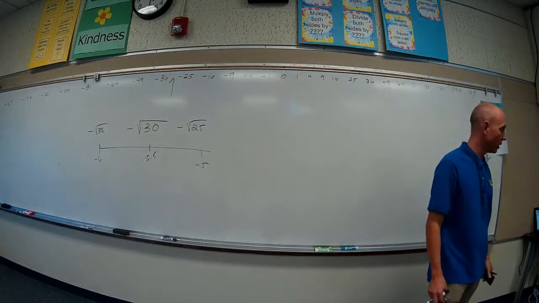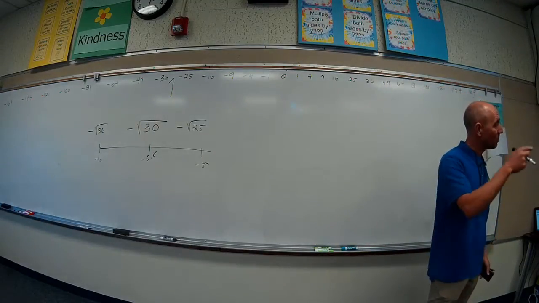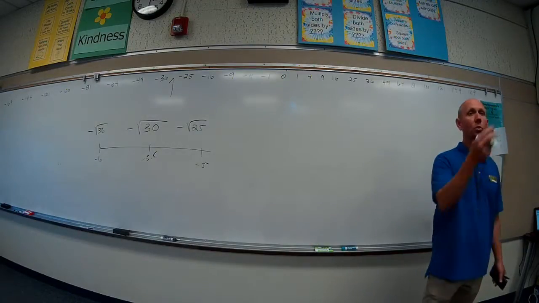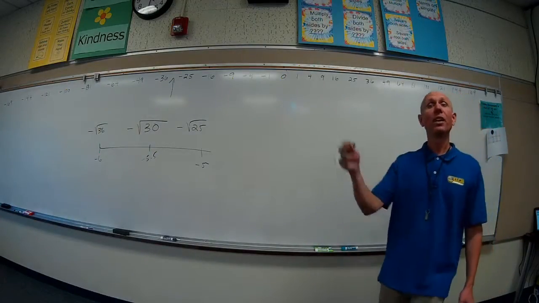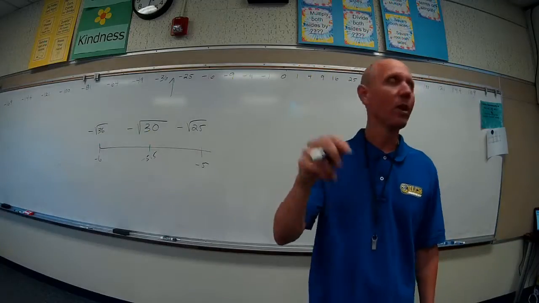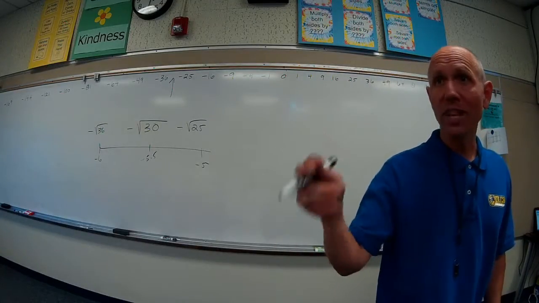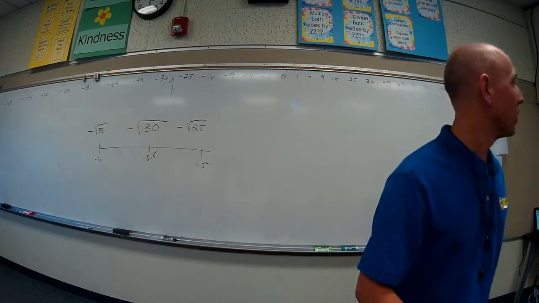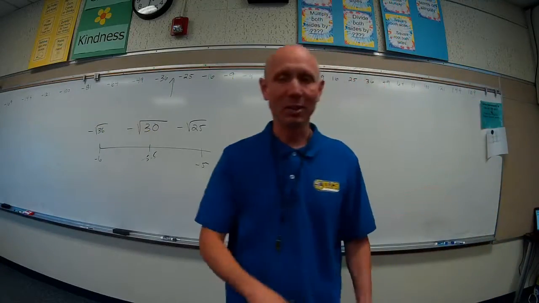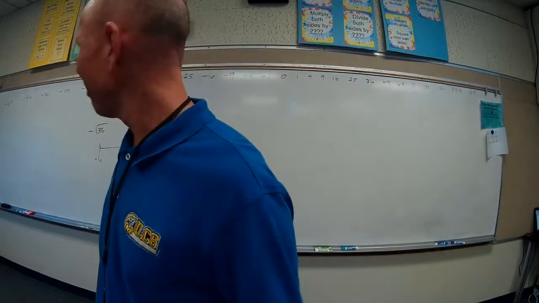Again, square root of 0. Square root of 0 is 0. Why? Because 0 times 0 is 0. What's the square root of 4? 2. Why? Because 2 times 2 is 4. What's the square root of 1? 1. Why? Because 1 times 1 is 1. So the square root of 0 is 0 because 0 times 0 is 0. You got it.